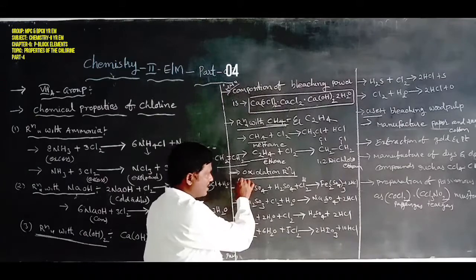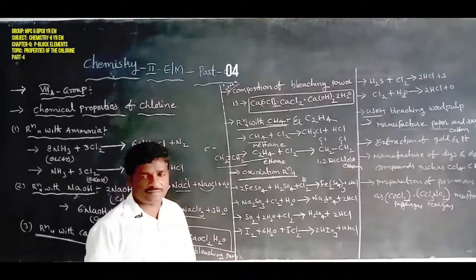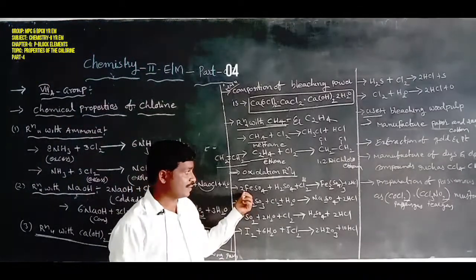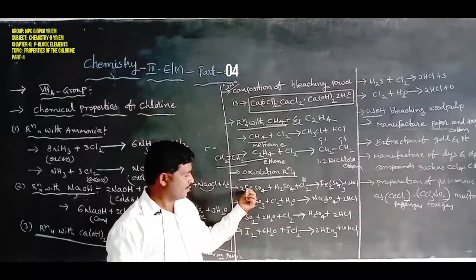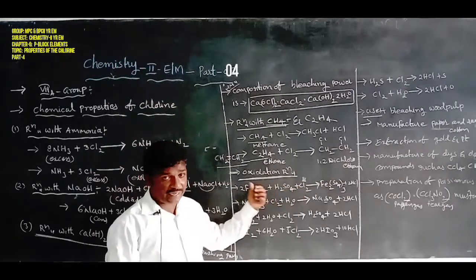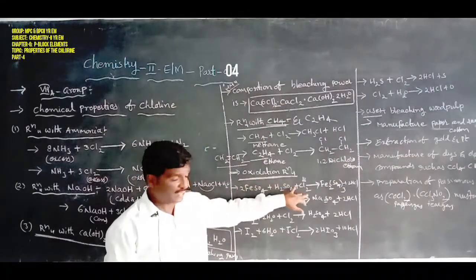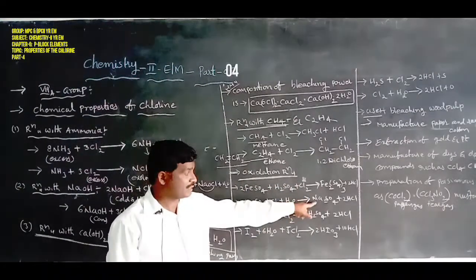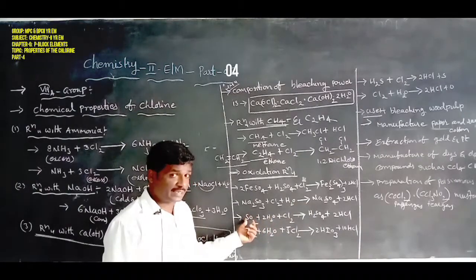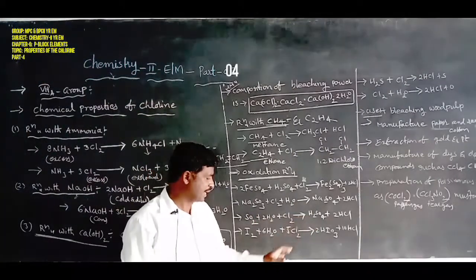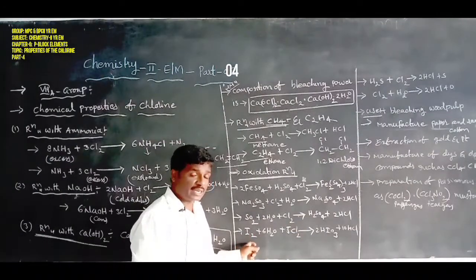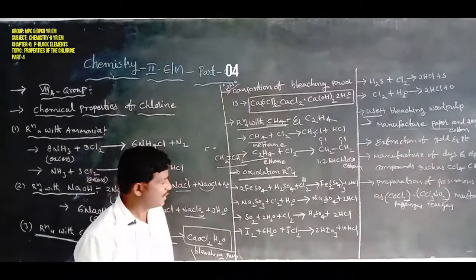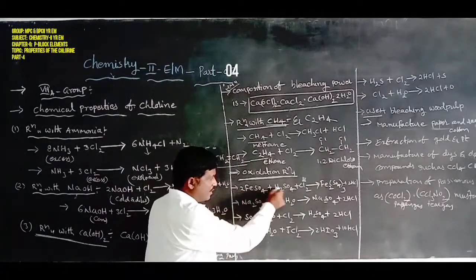Next, another one: oxidation reactions. Here chlorine acts as an oxidizing agent. Ferrous is oxidized to ferric. Second, sulfite to sulfate. Third, sulfur dioxide is oxidized to sulfuric acid. Iodine is converted to iodic acid. Those are the oxidation reactions of chlorine.